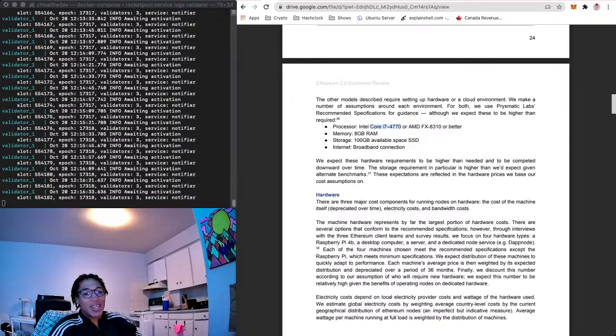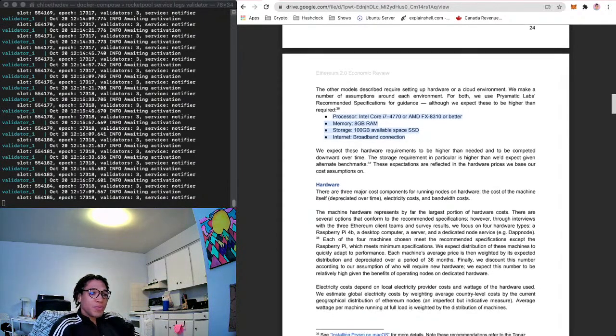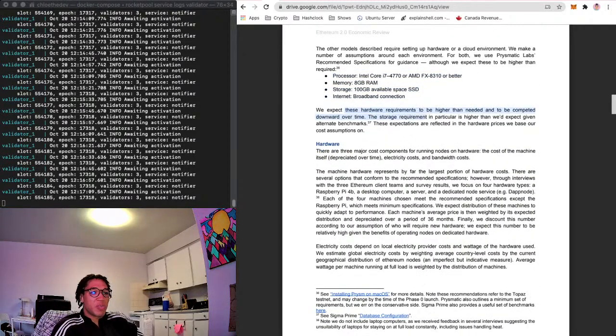I used to have an i3, and then my laptop's an i5, and it still worked on the i5 laptop. That was at phase 0, and I was trying to get harder and harder. But yeah, if my laptop worked, my phone should be able to work. My phone has 8 gigs and the same storage and internet, so it'll be very interesting to see how this all works on Nimbus on mobile phones. So we expect these hardware requirements to be higher than needed and to be competed downward over time.